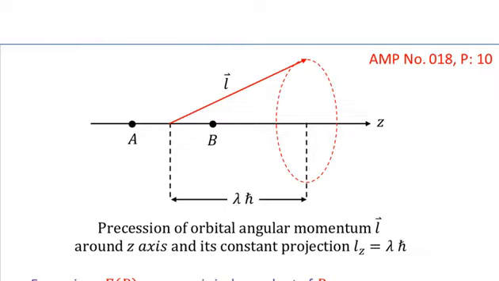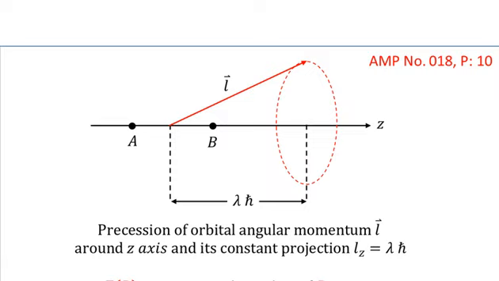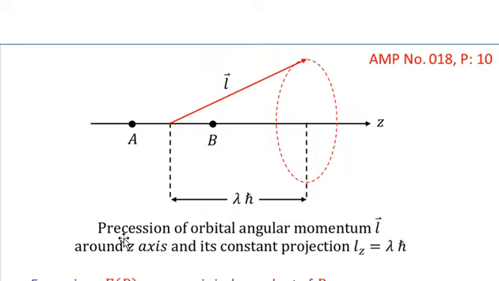But you know that in the previous mathematical equation, we represented the projection by m h bar, and m can take the values 0, plus minus 1, plus minus 2, and so on up to plus minus L. So later we shall see that we can connect the value of m with the value of lambda shown in this diagram. The caption of this figure is: precession of orbital angular momentum L around the z-axis, and its constant projection Lz has a value of lambda times h bar.